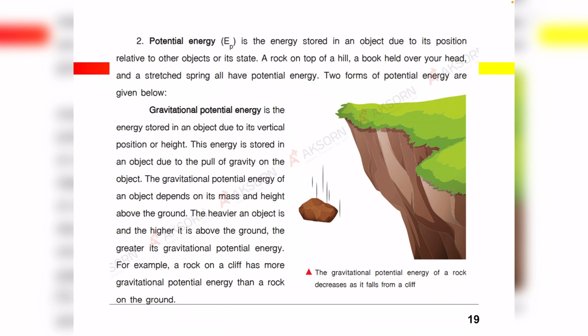So the second type of mechanical energy is what we call the potential energy, represented by EP or PE. It is the energy stored in an object due to its position relative to other objects or its state. Like for example, a rock on top of a hill, a book held over your head, and a stretched spring, all of them have potential energy. And there are two forms of potential energy below. So first, let us have the gravitational potential energy, or the GPE.